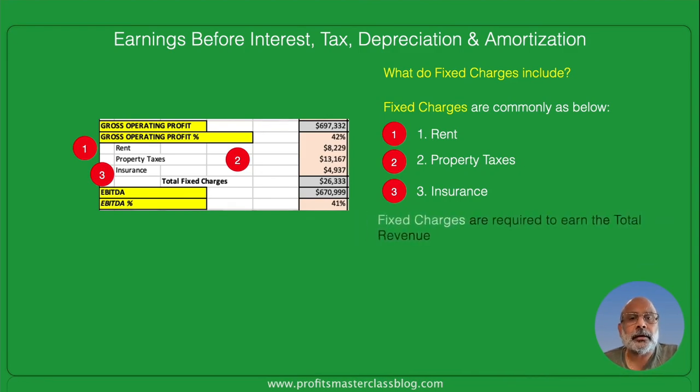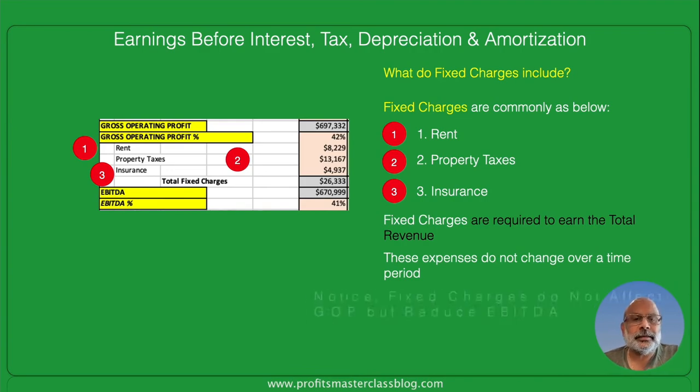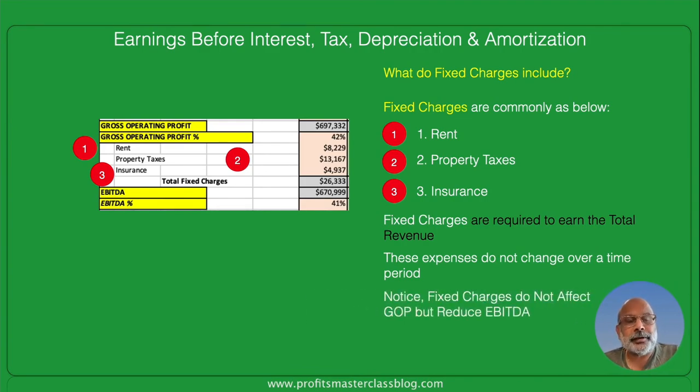Now, fixed charges are necessary to earn total revenue. These expenses generally tend to remain the same. That's why they are called fixed charges. And notice that the fixed charges of rent, property taxes, and insurance do not affect the GOP, which is above it, while they reduce EBITDA, which we are calculating right now, which is below it.